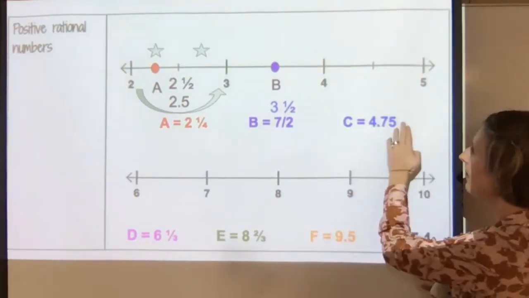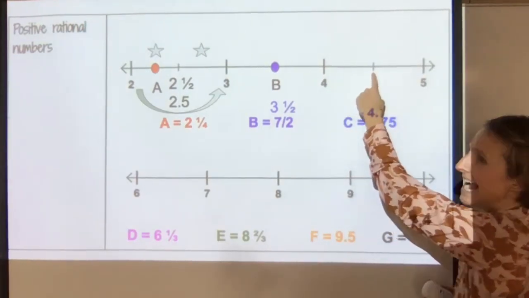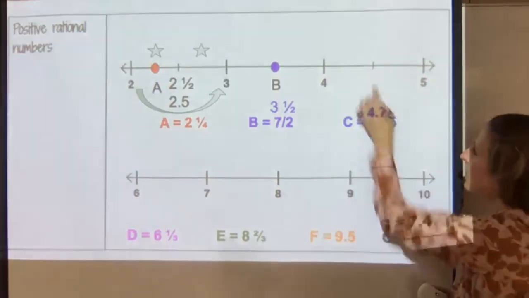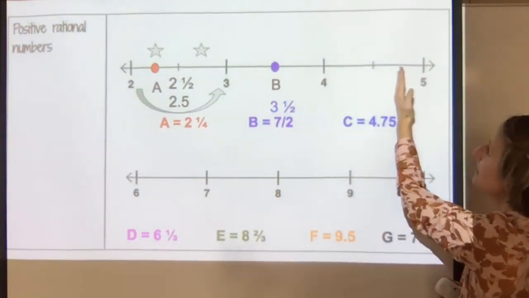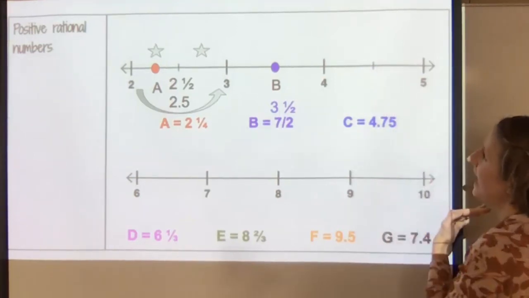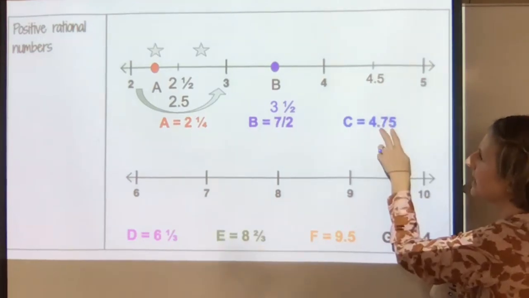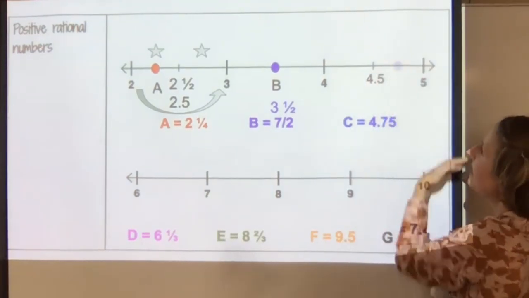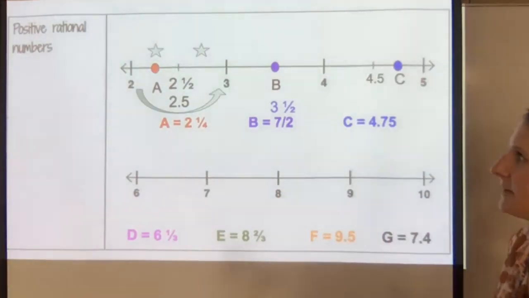So 4 3/4. Well, here's 4. Here's 4 1/2, which we know our half is 0.5. So this would be 4.5. This is 4.75. So that means it's going to be greater than 4 1/2, right? 4 1/2 was that 4 5/10. I put it on there just to help me see this value is going to be greater than that, about right there. And I'm going to label it point C.